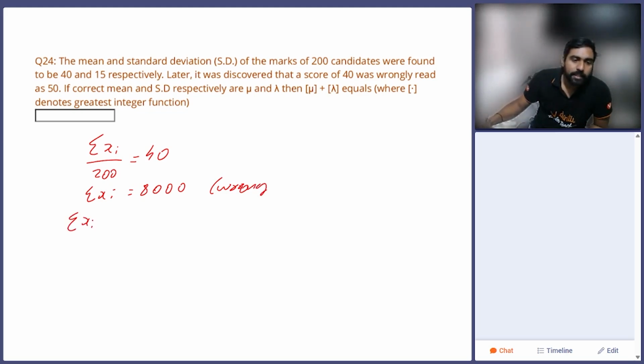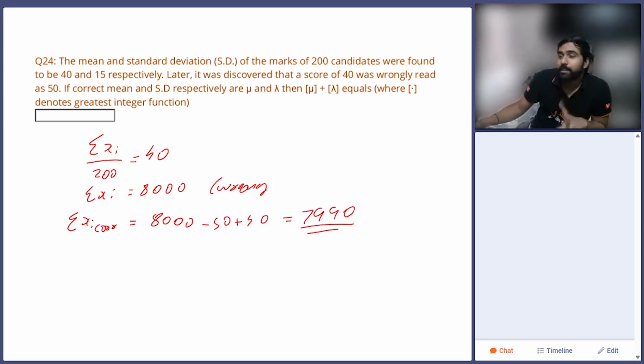I can say that the summation xi correct will be equal to, from this 8,000, the wrong observation 50 is removed and the correct observation 40 is added, which is 7990. This is the correct summation xi. Similarly, I also need to get the correct summation xi square. How do I get that?